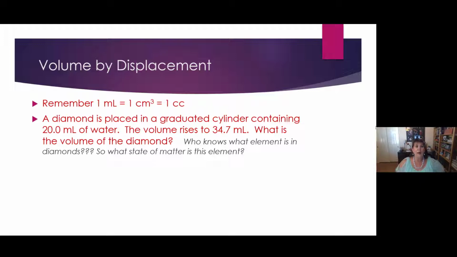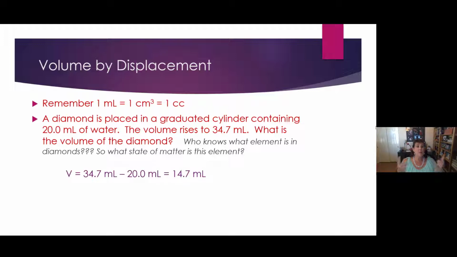For fun, what element is a diamond made out of? I don't have mine on right now, but a diamond is made out of carbon. So what state of matter is carbon? Remember, state of matter means solid, liquid, or gas. What's a diamond? It's a solid, right? No one has a gas ring. So yeah, carbon is a solid. Sometimes people say it's a gas, and I don't know why.